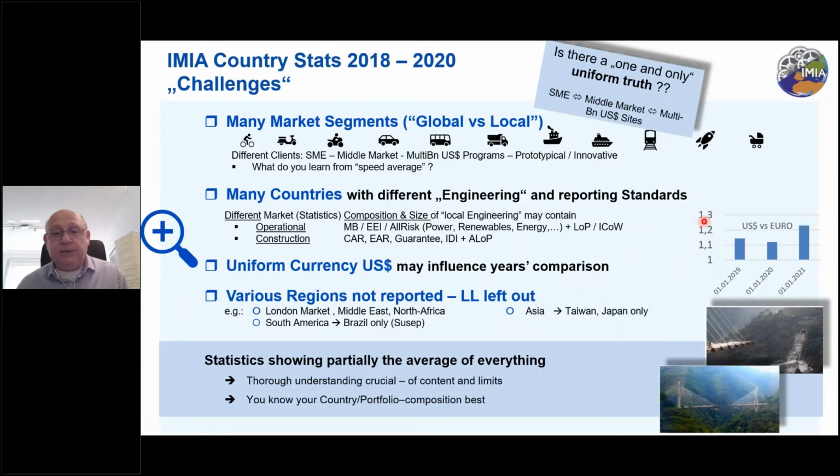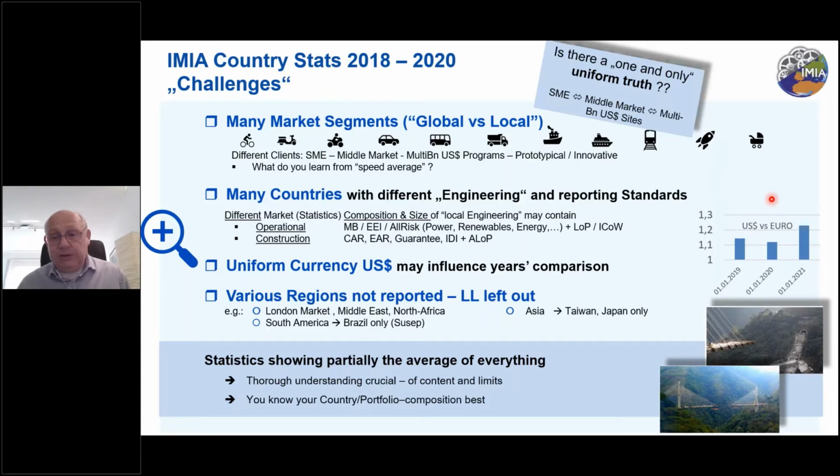Second point here, we have many countries who are reporting, though they're reporting on different standards sometimes. The big question: is it financial year, underwriting year? Is it with or without IBNR and all these sort of things? Some report just construction. Mexico statistics are showing only CR, ER, CCR. In Germany, we have a vast majority of operational business. Two thirds are just operational business, opposite to one third project business.